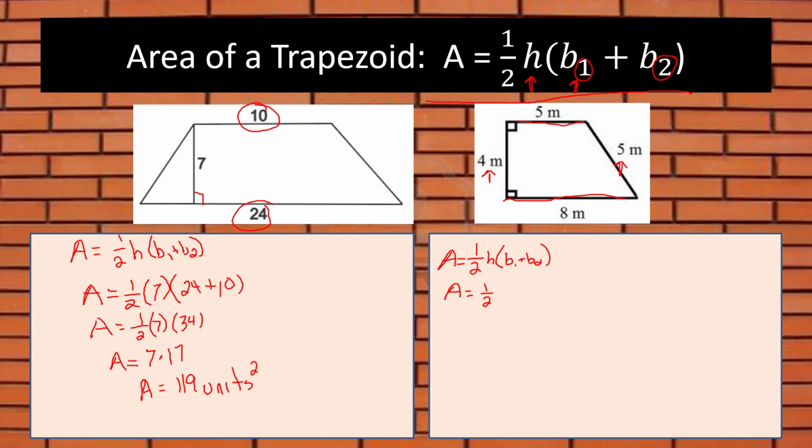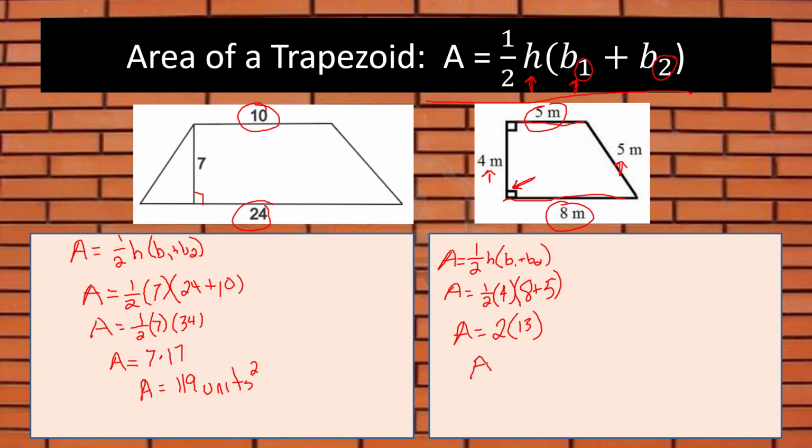Well, our height is the altitude, and remember the altitude is distinguished by a perpendicular line to the base. The only line that's perpendicular to the base is our 4-meter line. So 1/2 times 4 times our B1, which is 8, plus our B2, which is 5. So we can clean this up a little bit. Area is equal to 1/2 of 4, which is 2, times 8 plus 5, which is 13.